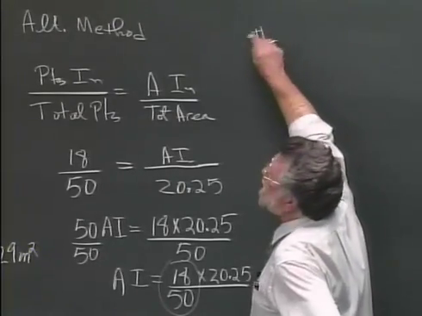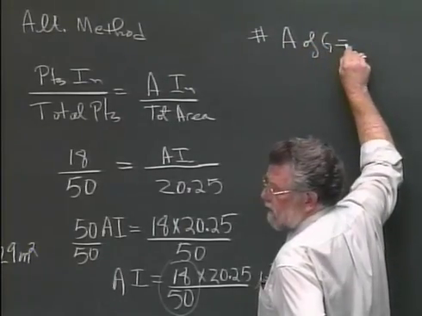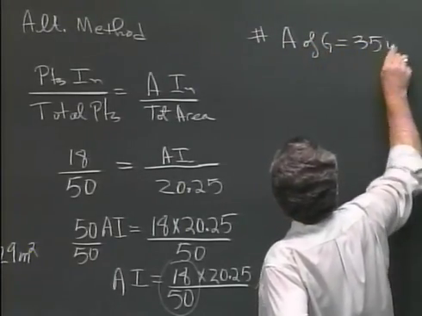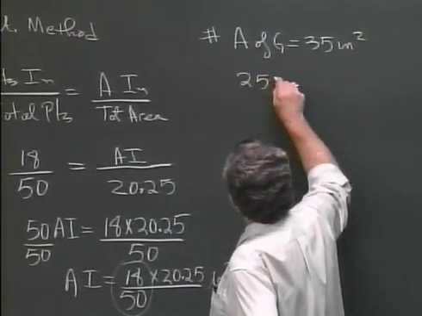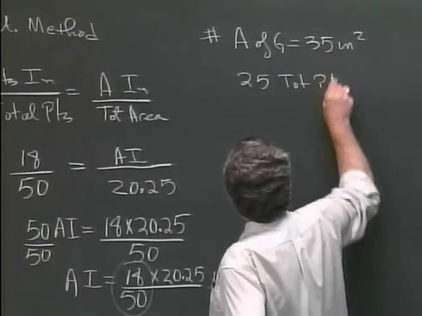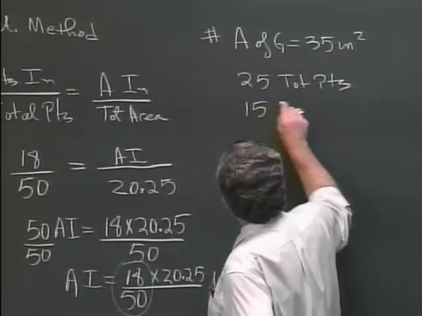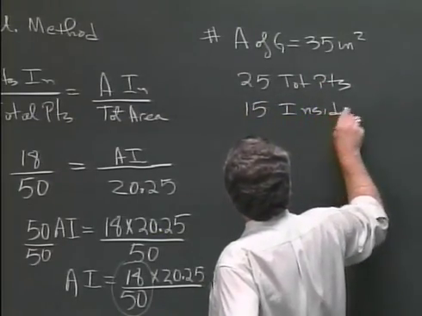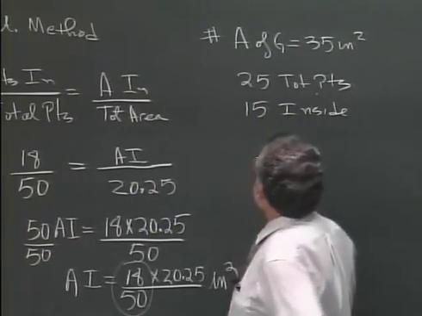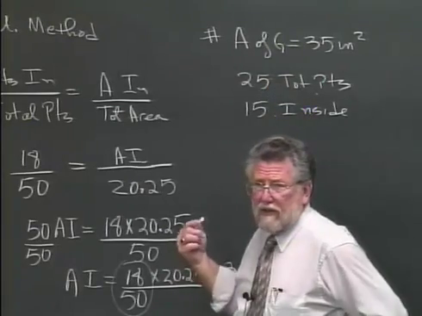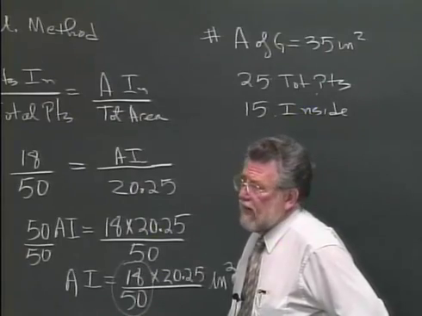In number 3, let's just write some information. Area of graph is what? 35 square inches. What else does it tell me? 25 points total, right? And then what does it tell me? 15 inside. Now again, you could take this and go what? Either method, no problem. I can say 15 over 25 is 60%, and multiply 0.60 times 35.